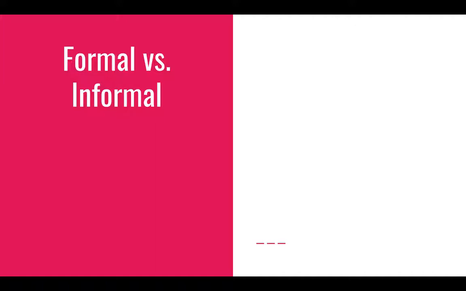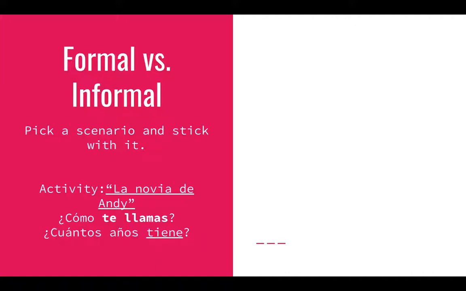Formal versus informal. We talked about this in our first unit, that Spanish has the option of having a formal conversation that we do with strangers, with elders, or in a professional scenario, and informal ones that we do with friends and family. So when you pick a scenario, just pick one and stick with it. The whole conversation should be formal, or the whole conversation should be informal.